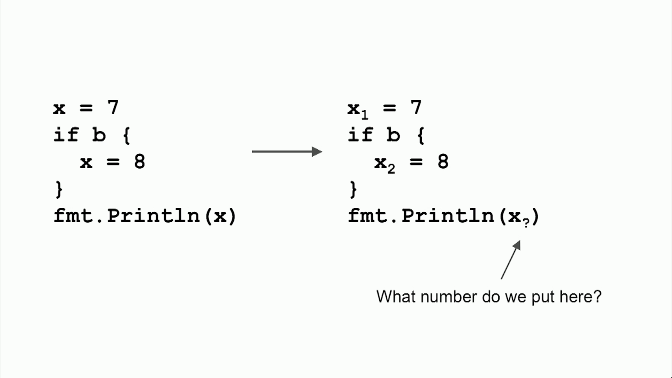It gets more complicated when you have branches. Imagine a program like this on the left, which has two assignments to x. When we convert that to single assignment, we now need two different variables we're assigning to, x1 and x2. But then at the end, when I want to print x, which value of x do I print? I can't print x1 or x2. I need to print one or the other, and I have no way of deciding a fixed number to put in that spot.